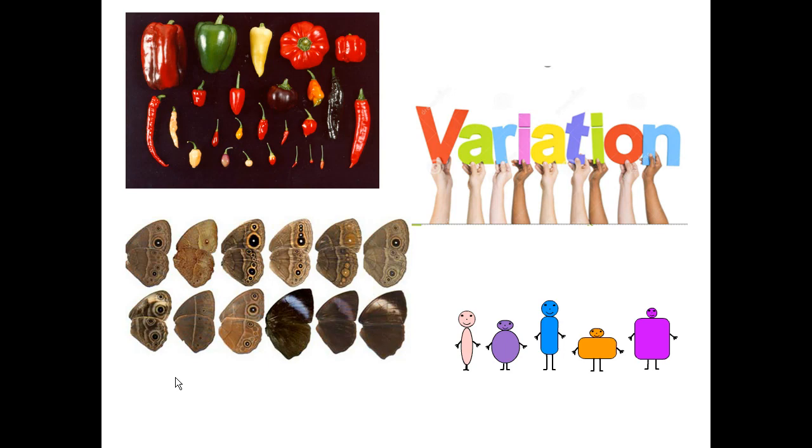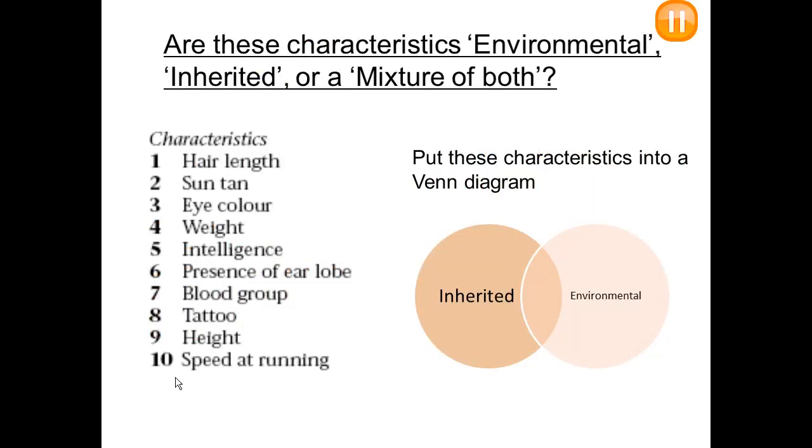This is the first task for you today. I put some characteristics here on the left, and what you need to do is tell me if they are environmental, inherited, or a mixture of both, that is, environmental variation, inherited variation, or a mix of both. Please pause the video, take your time to do the task, and we will check your answers later.